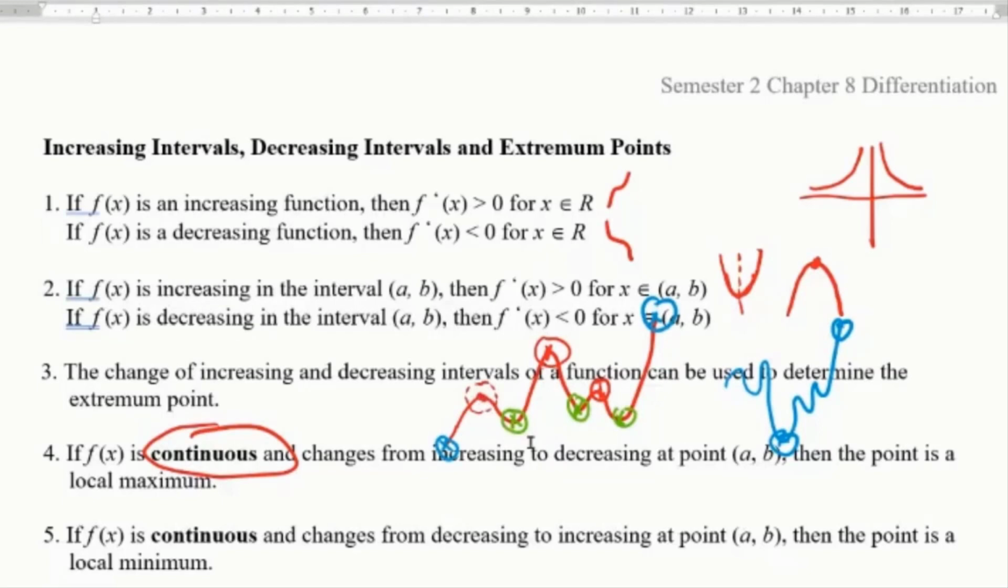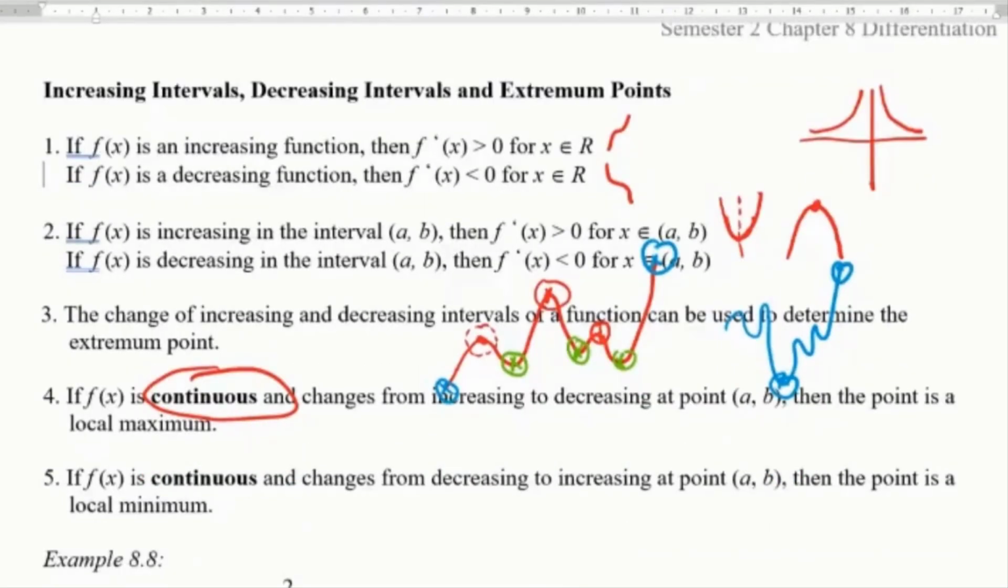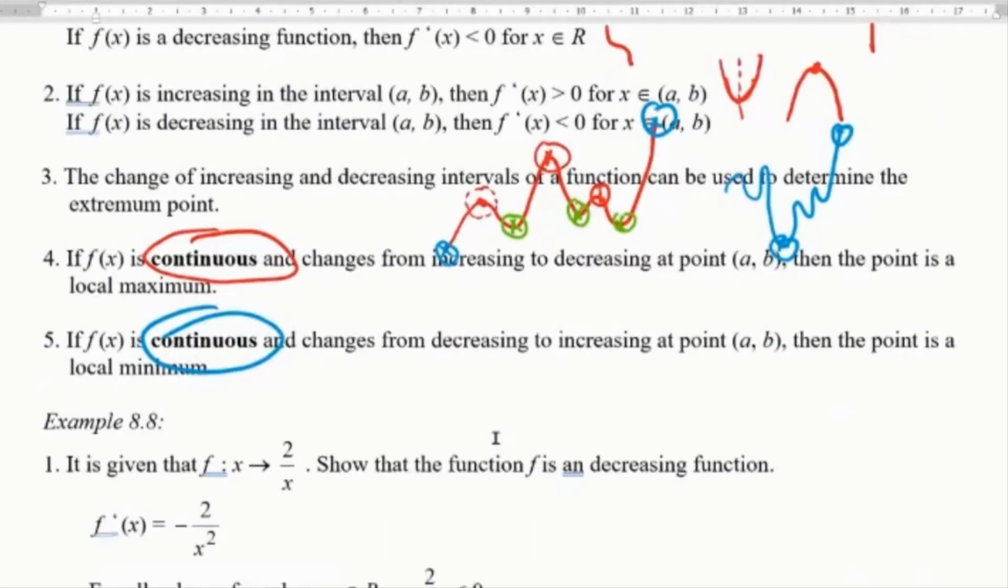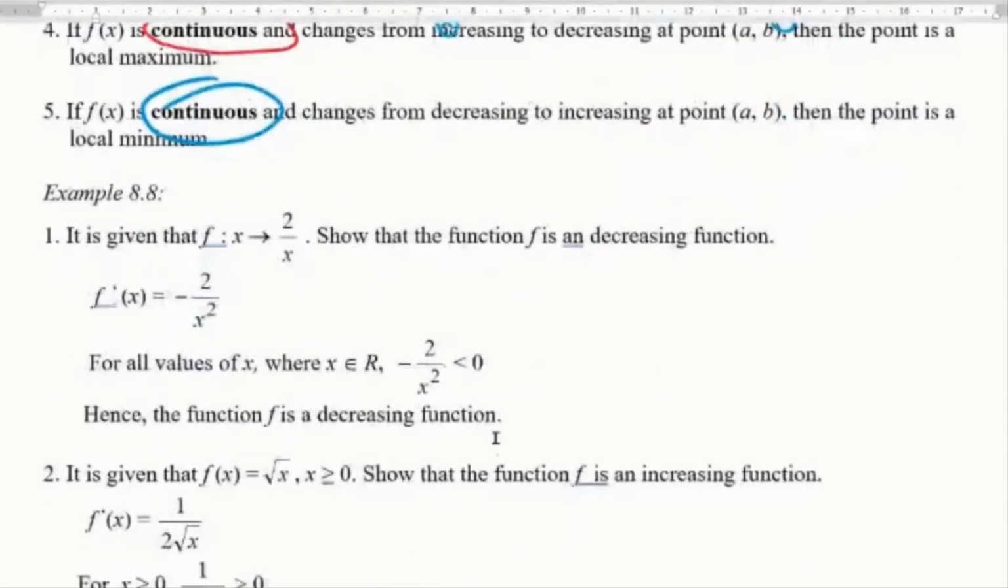But normally we are interested in local maximum and local minimum. This one. Seldom are we interested at the end. Okay, so that's why you have the word local. And this one is also the same thing. In the case of minimum, make sure the function is continuous. If the function is not continuous, then even though the function changes from increasing to decreasing, that is not a local extremum. Okay, now we go to the example.